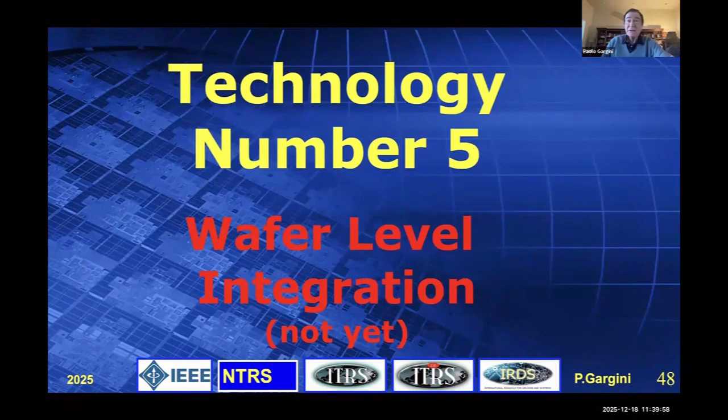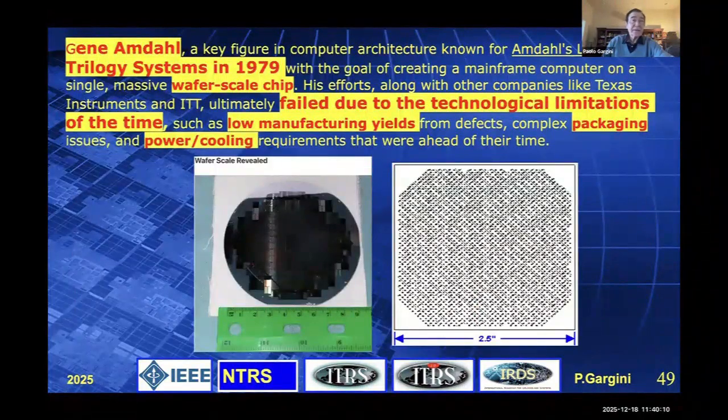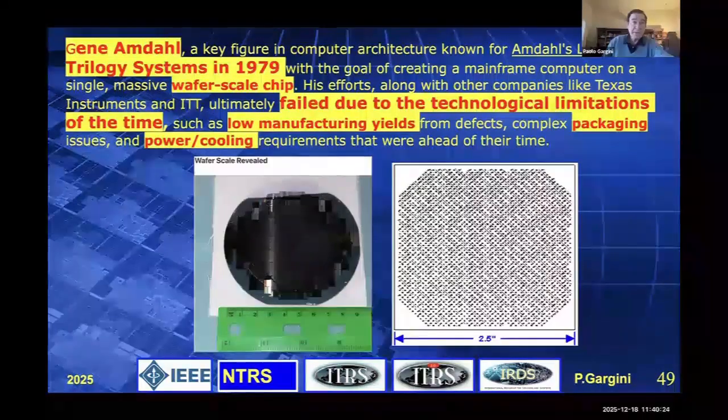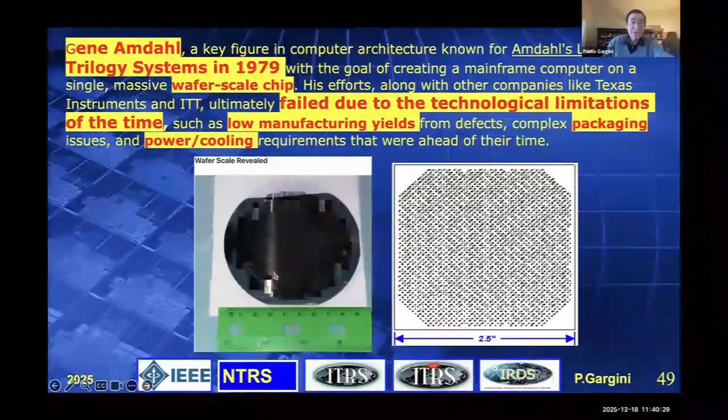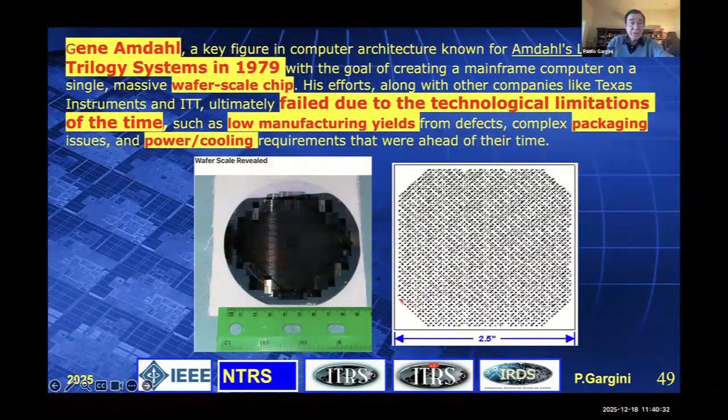The fifth technology that comes from the past is wafer level integration. It's not coming yet, but it will come soon. Gene Amdahl was a legendary architect. And in 1979, he formed a company called Trilogy with the idea of creating wafer scale integration. That is, the whole computer on a wafer. The idea was great. Unfortunately, this is the best picture I could get of the wafer. It's not very good. But you can see on the wafer there was going to be an array of interconnected processors.